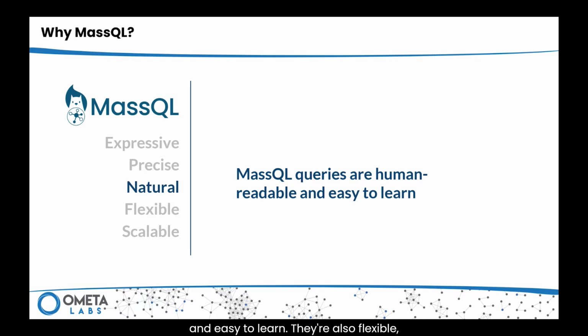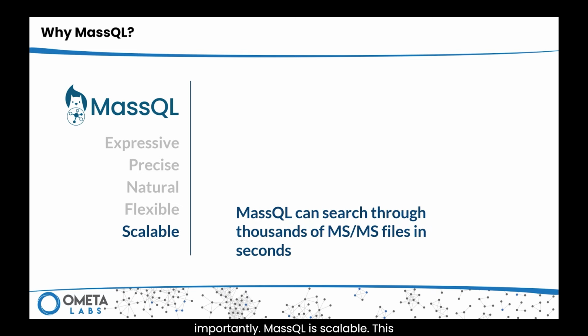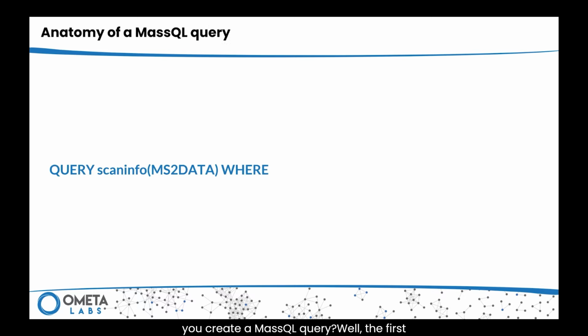They're also flexible, which means that you can share, refine, and modify your queries to make the most of expert collaboration within your organization. Finally, and perhaps most importantly, MassQL is scalable. This algorithm can search through thousands of mass spectrometry files in seconds, getting your results faster and saving your precious analysis time.